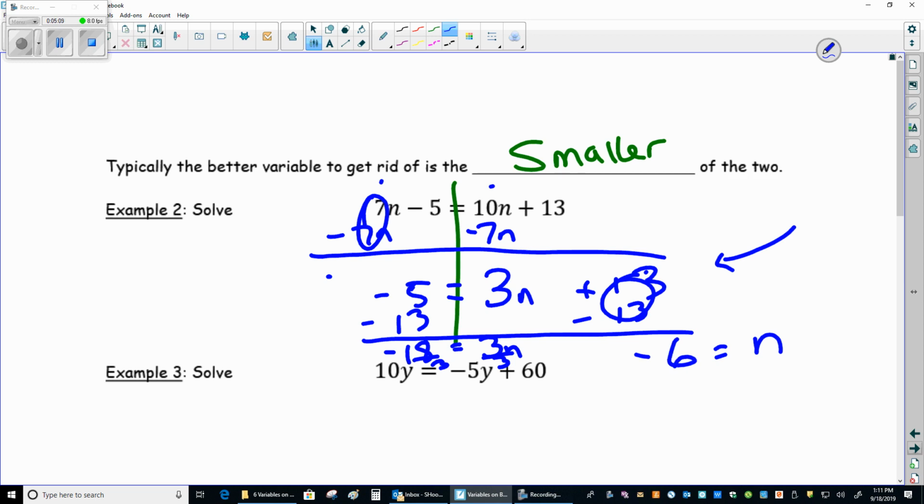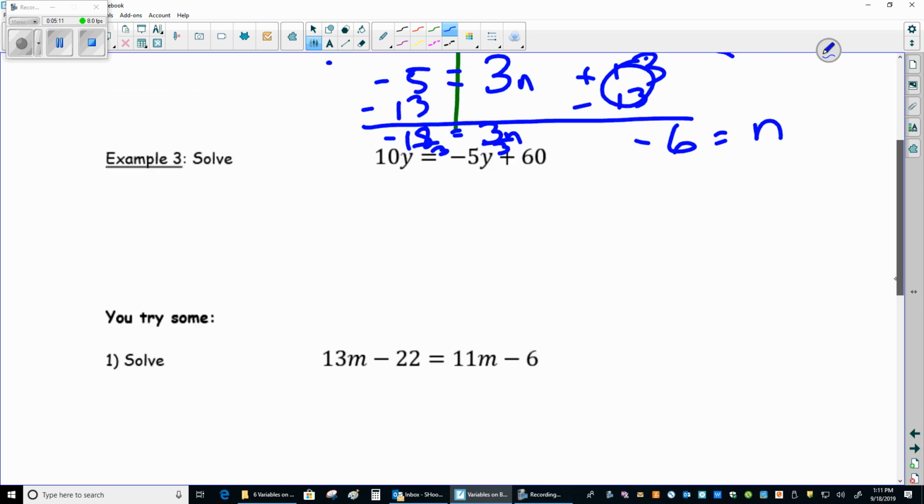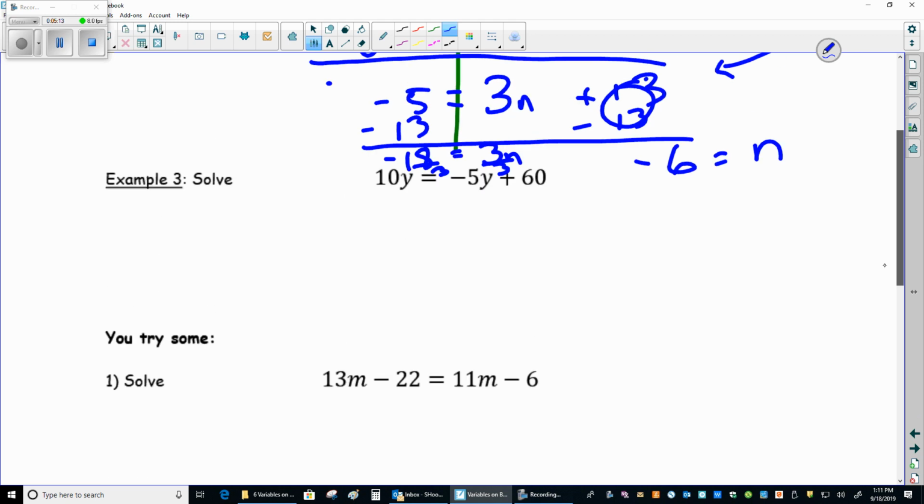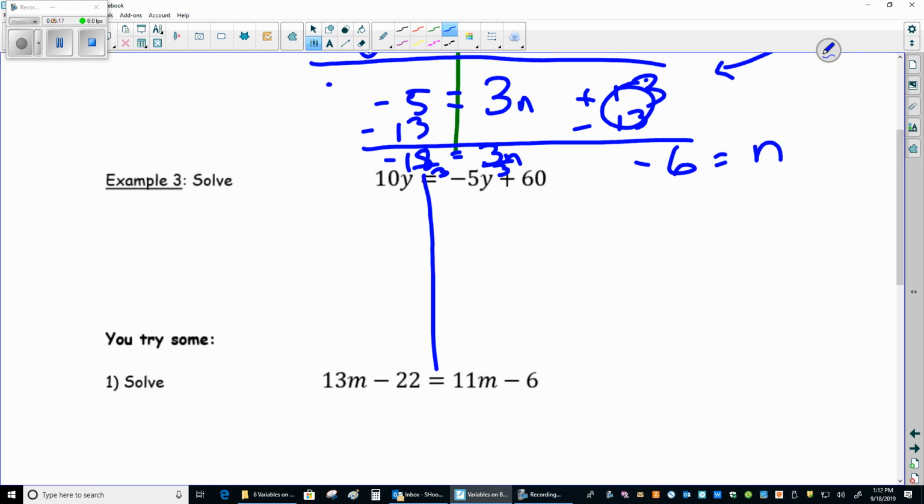All right, one more that I want to go over with you guys, and then I just have you guys trying to, and that's it for these notes. This is a pretty quick one. So on this one, do I have variables on both sides? Obviously I do. So let's get rid of one of them, and hopefully it'll turn into a two-step equation.